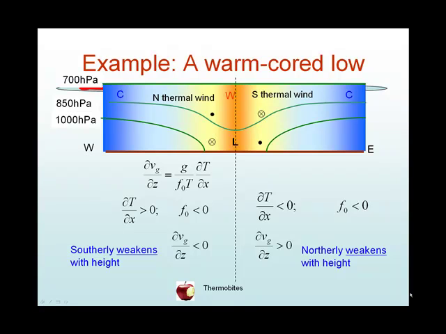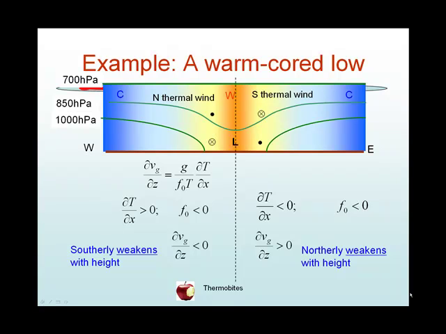You can see at the surface that the low pressure system in the southern hemisphere is associated with clockwise winds, with a northerly wind on the eastern flank of the low and a southerly wind on the western flank of the low. Now consider the thermal wind equation, that is the shear in the geostrophic wind, for the meridional component of the wind as it changes with height, dVg/dz. That's equal to g on f naught T dT/dx. In the southern hemisphere, f naught is less than 0. On the western flank of the low, we see that as we move in the negative x direction, the temperature decreases.